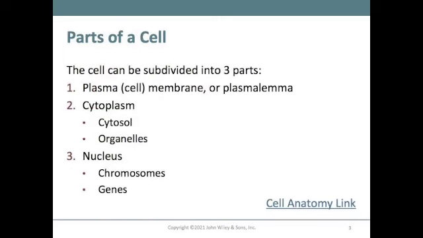So moving on to the parts of the cell, the average adult human body consists of more than 100 trillion cells. Cells are the basic living structural and functional units of the body. The scientific study of cells is called cellular biology or cytology.